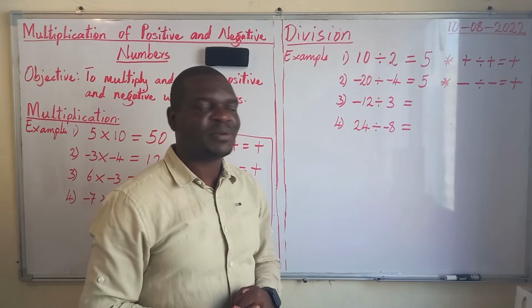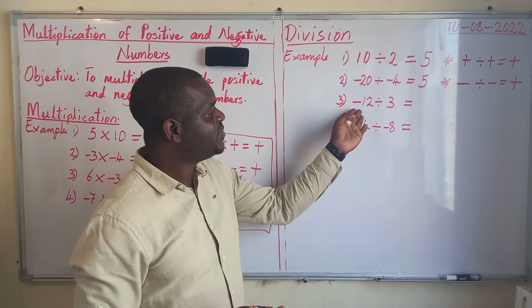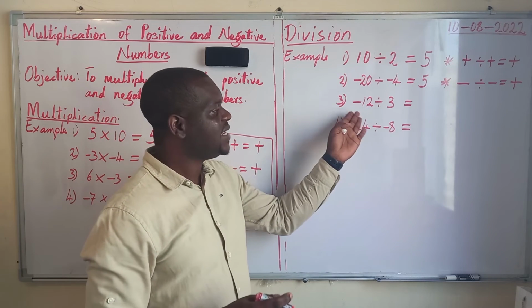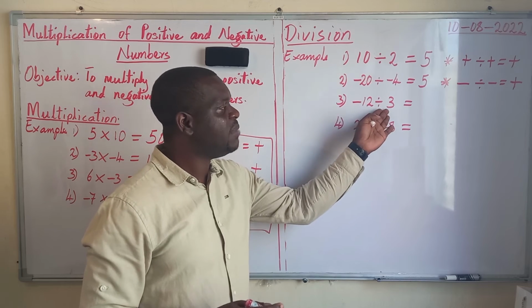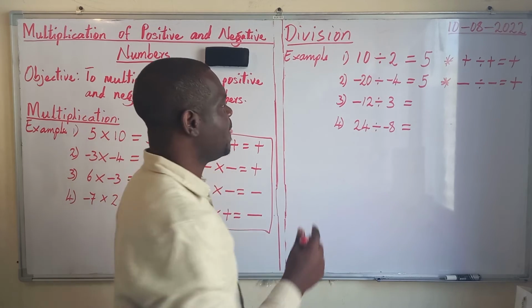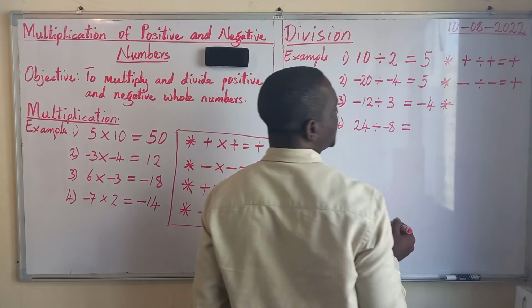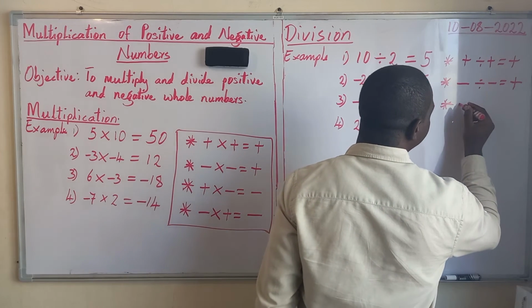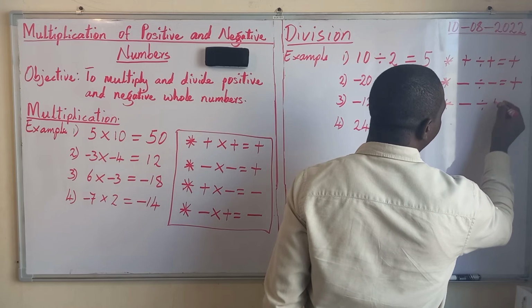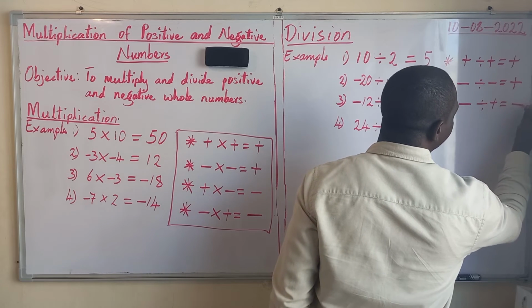The third problem here is negative 12 divided by 3. That is a negative number divided by a positive number. The answer will be negative 4. And we can conclude that a negative divided by a positive number will give a negative answer.